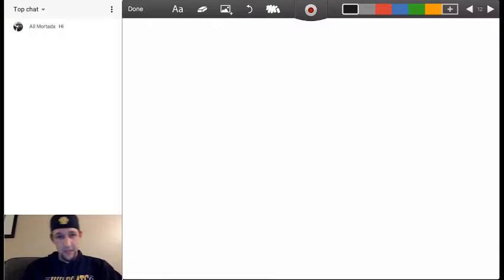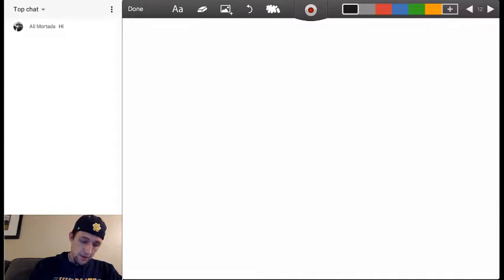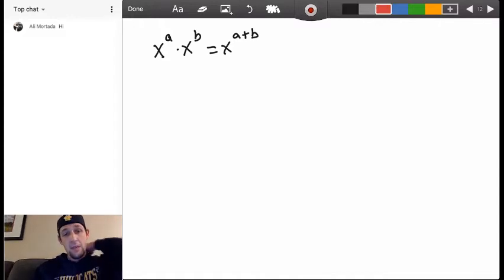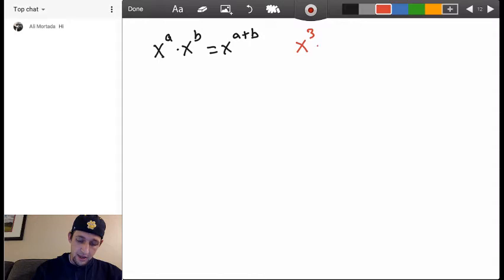Exponent rules. Let's take a look at what they are. Our different exponent rules, let's do the multiplication based ones first. First it'd be x to the a times x to the b equals x to the a plus b. This is the rule that when you multiply two things with the same base, you add the exponents. An example of that rule, which I'll put in red, would be x to the third times x to the second equals x to the fifth.